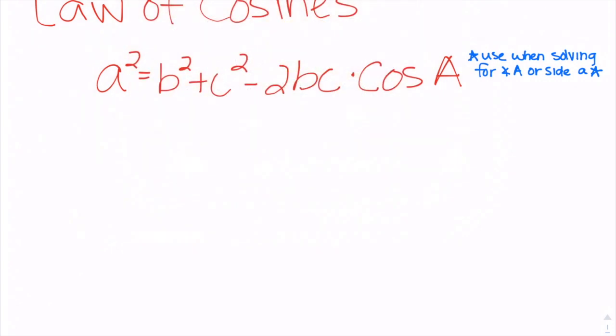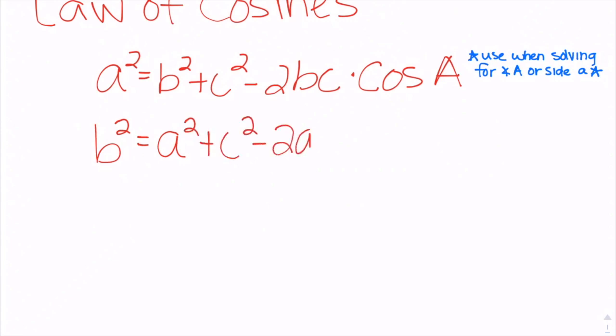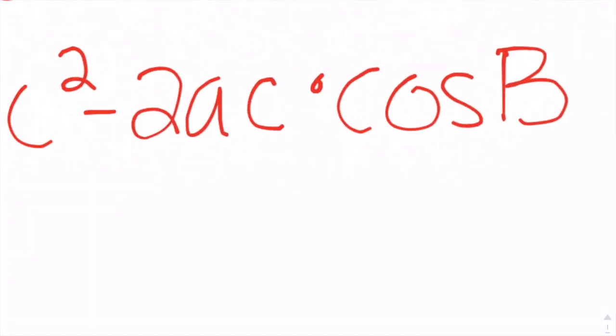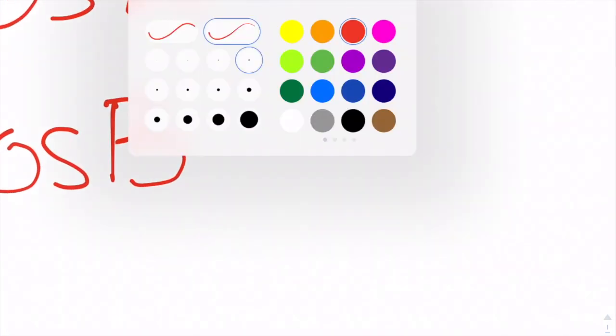And then the second version of this is as follows. b squared equals a squared plus c squared minus 2ac times the cosine of angle B. And this formula is going to be used when you're solving for angle B or side B.